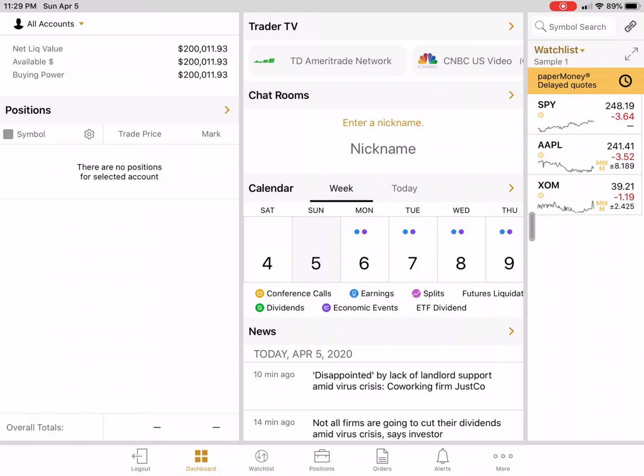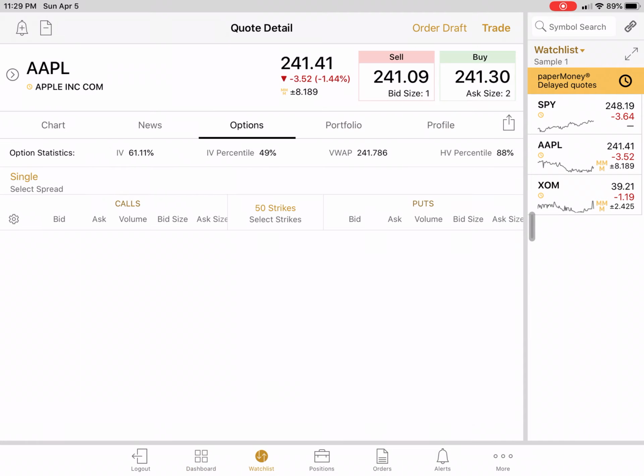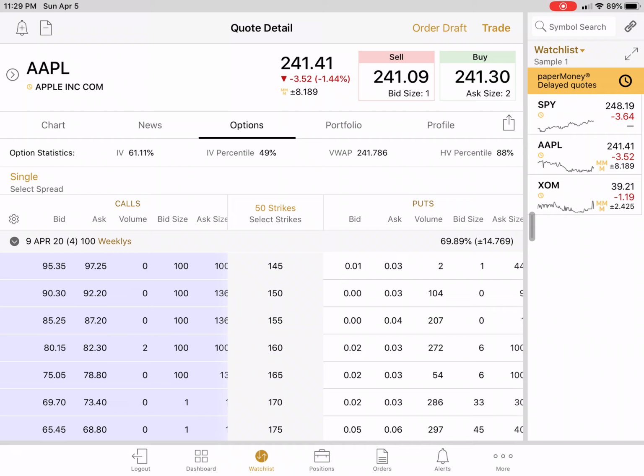Now I have my Thinkorswim on my iPad on. I'm going to tap on the paper money account. I'm going to tap on Apple, our lecture example. Notice the menu. It says chart, news, options, portfolio, and profile. I'm going to choose options, and I will choose the maturity date of April the 9th, just to be consistent with our lecture example.